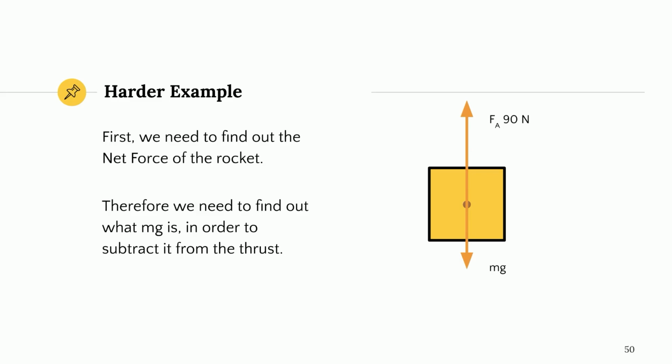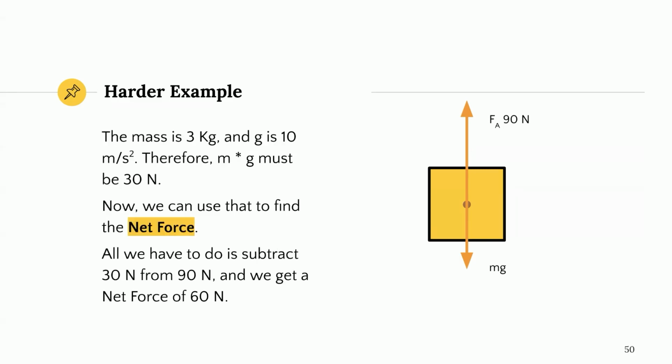First, we need to sum up the forces to find the net force of the rocket. Therefore, we need to find out what mg is in order to subtract it from the thrust. The mass is 3 kilograms, and g is 10 meters per second squared. Therefore, m times g must be 30 newtons. Now, we can use that to find the net force. All we have to do is subtract 30 newtons from 90 newtons, and we get a net force of 60 newtons.